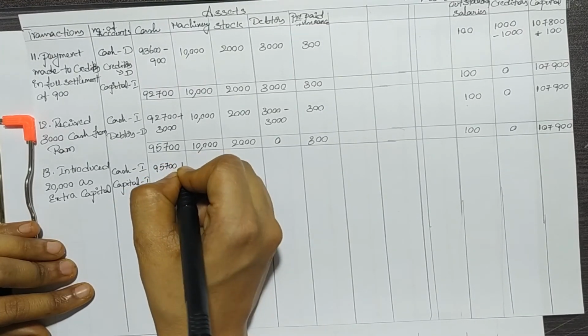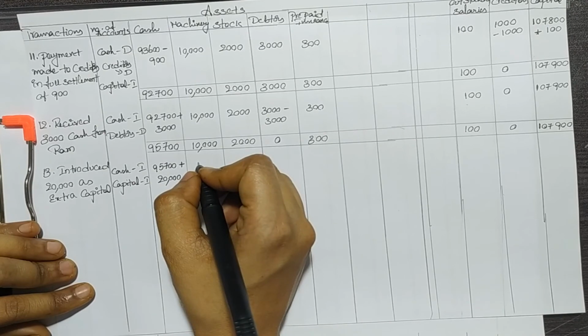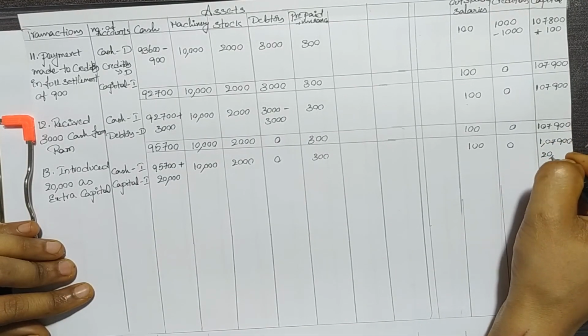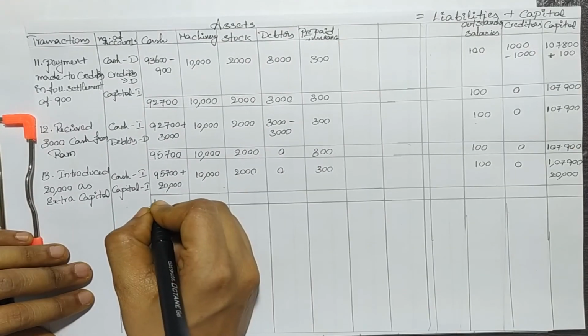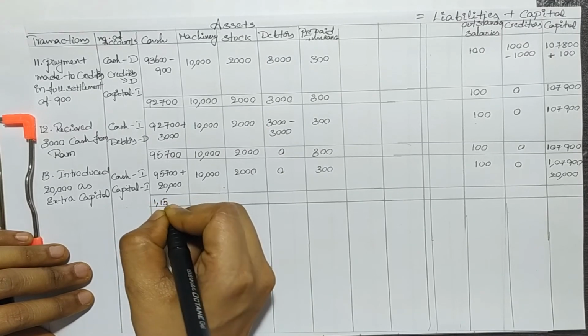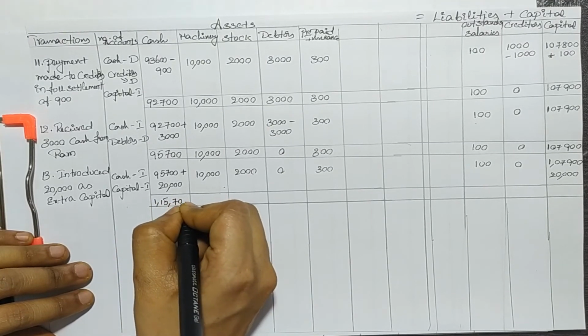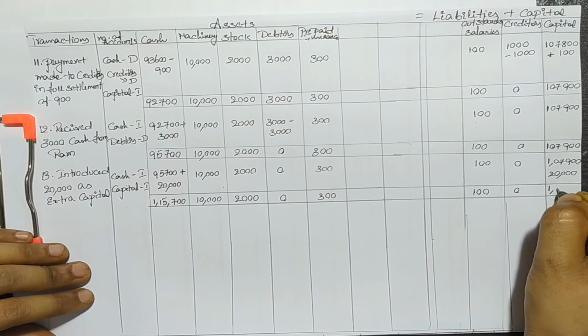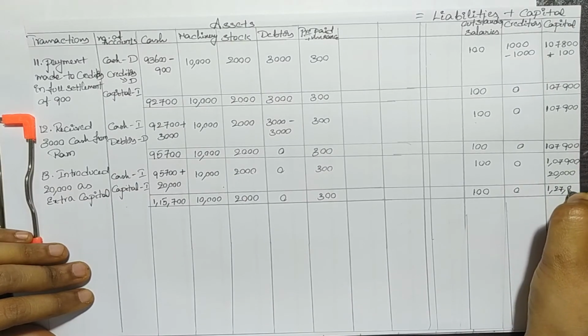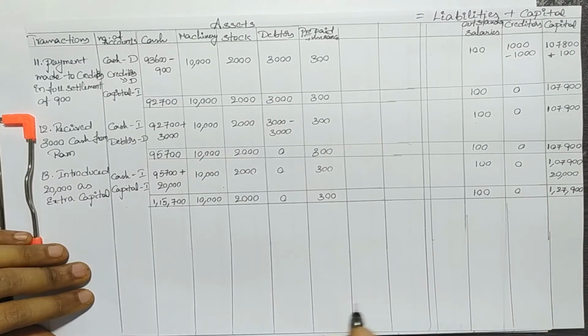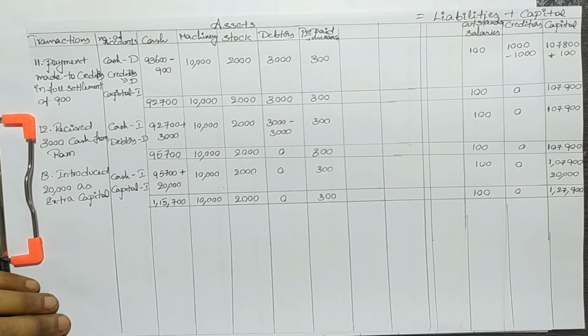So we will add this 20,000 to cash and also we will add this 20,000 to capital. After adding this 20,000 to cash and capital, the cash value is 1,15,700 and capital value is 1,27,900 and the remaining amounts remain same. The total on the asset side is 1,28,000 and total on the liability side is 1,28,000. Both the totals are matching with each other.